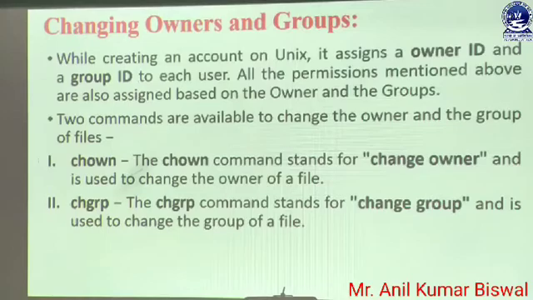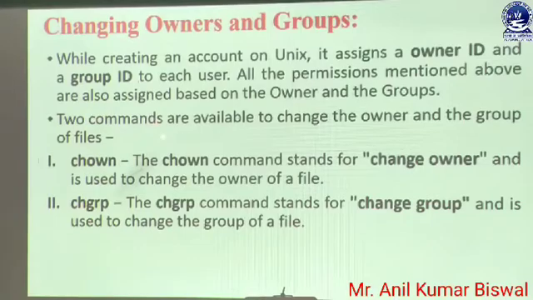So next we are going to discuss how to change owners and groups in our Unix system. We know that while creating an account on Unix, it assigns an owner ID and a group ID to each user. So we must specify different techniques through which you can manipulate its permissions or the account settings. All the permissions mentioned above are also assigned based on the owner and the groups, so if a user wants to put some permissions on a specific section or account type like owner ID or group ID, we can use these specifications in our Unix system.